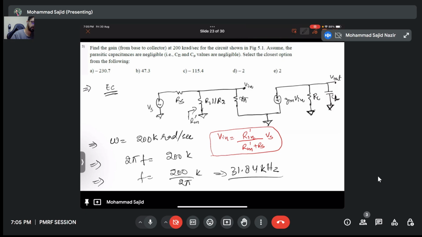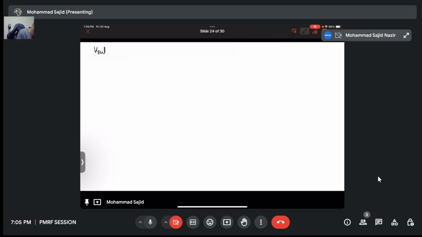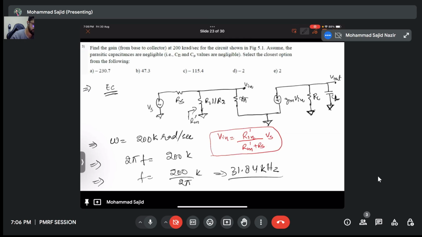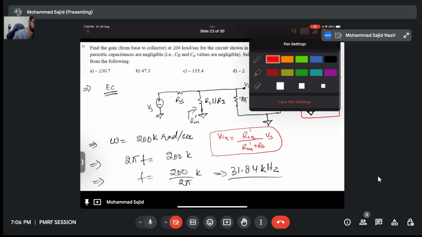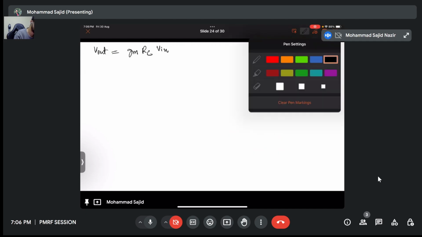Now, simple V out will be gm RC V in. Will it be? Did I do something wrong here? Will it be gm RC V in, or there will be something else as well? I did a mistake, right? Because now it's not only RC, we have capacitance in parallel as well. So this is incorrect.